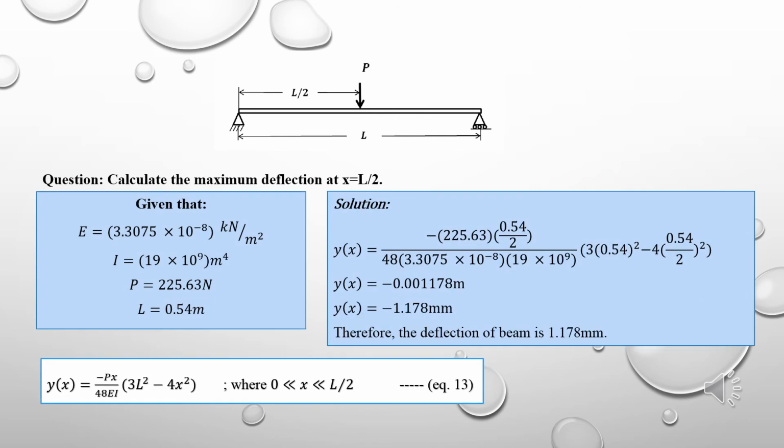By using equation 13, substitute the given parameters into the equation. Hence, we can directly calculate the deflection of the beam.